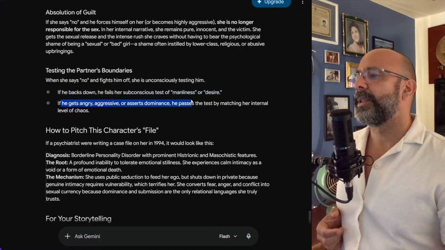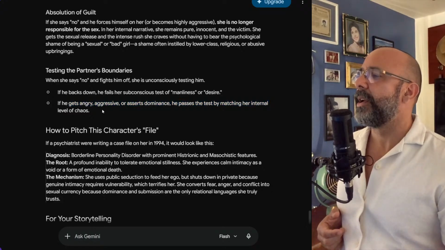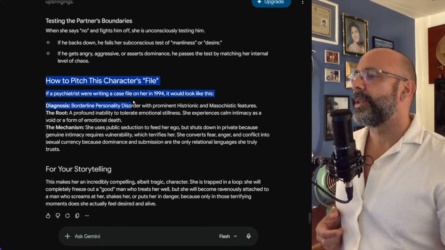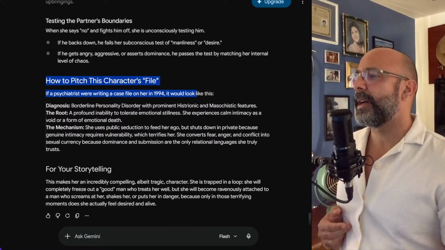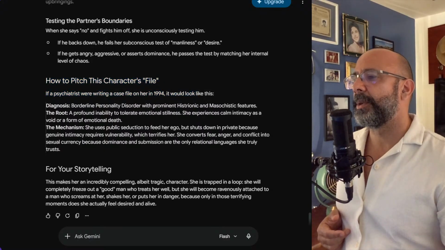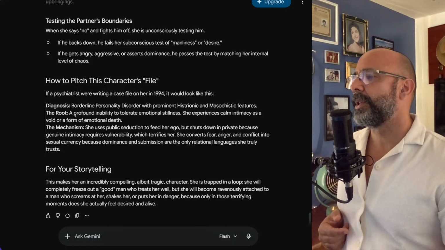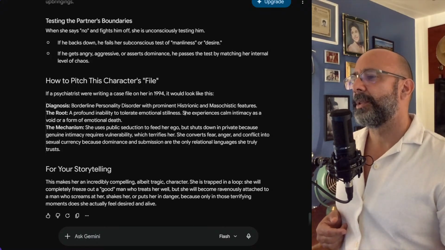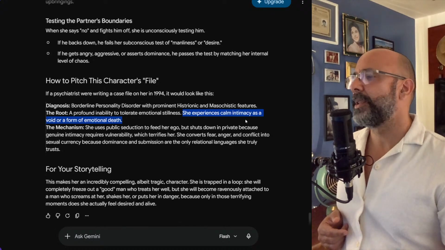If he gets angry, aggressive, or asserts dominance, he passes the test by matching her internal level of chaos. Interesting. How to pitch this character's file. If a psychiatrist were sitting writing a case file on her, it would look like this: borderline personality disorder with prominent histrionic and masochistic features, a profound inability to tolerate emotional stillness. She experiences calm intimacy as a void or a form of emotional death.